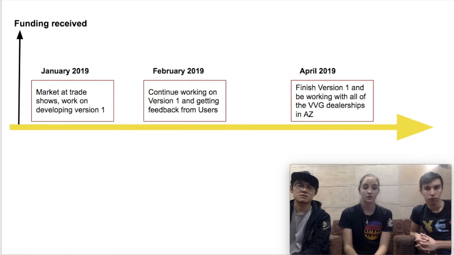After we get funding, we would market at trade shows, work on developing the actual version 1 of ZipAuth, and then in February we'll continue with that and get feedback from current users like Charity. And then in April we'll finish version 1 and be working with all of the VVG dealerships in Arizona.